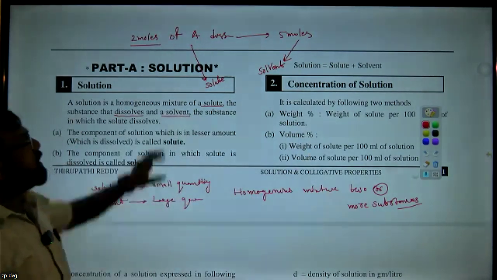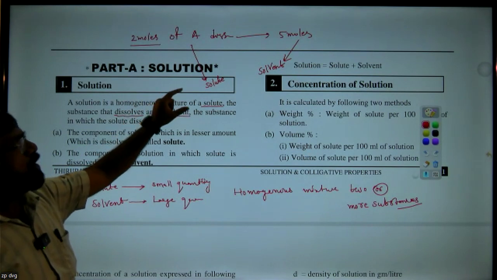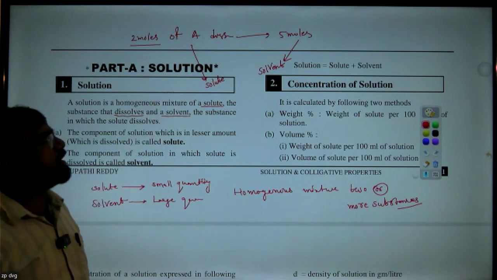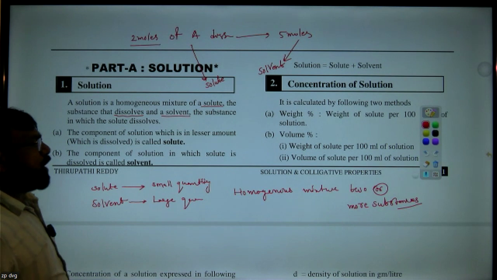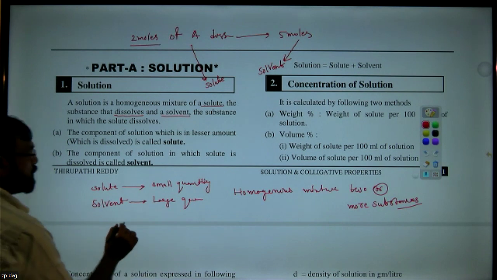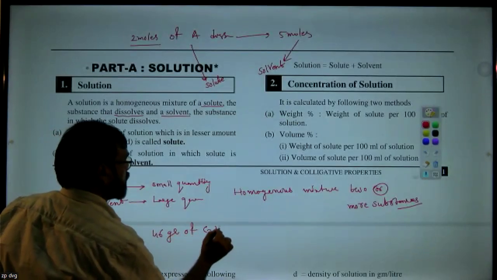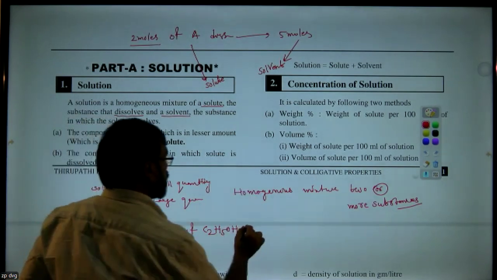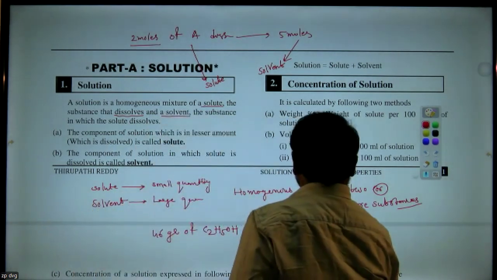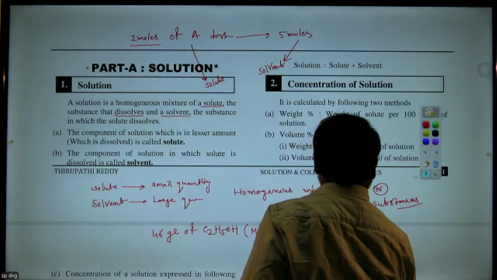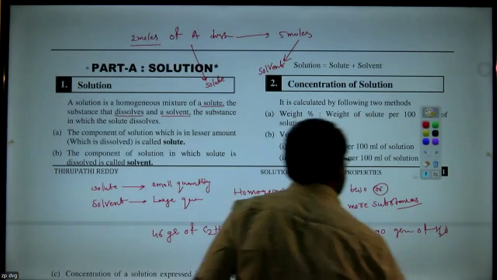Which is present in the lower quantity in terms of the number of moles, that is the solute, and which is present in the higher quantity in terms of the moles, that is called as solvent. For suppose one more example, let us see. For example, 46 grams of ethyl alcohol, molecular weight is 46, dissolved in 90 grams of water. Then which is the solvent and which is the solute?